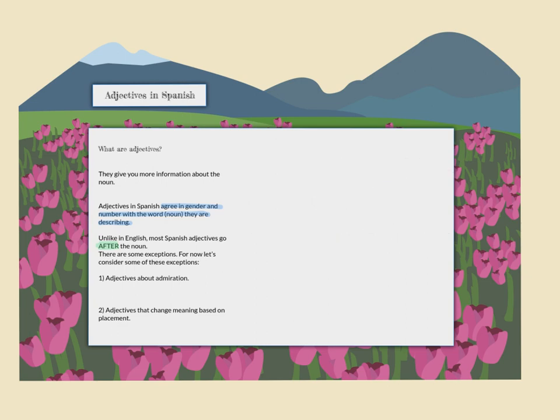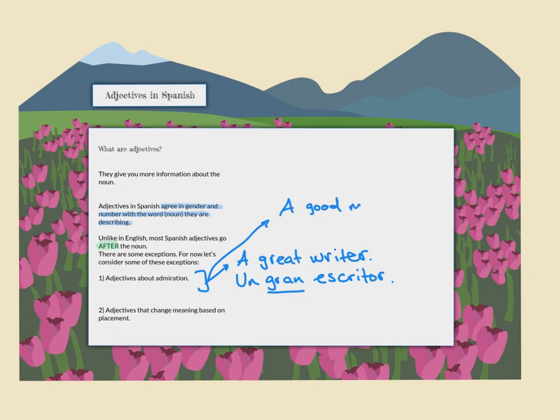There are some exceptions where you will find an adjective in Spanish going before the noun. Right now we're going to be talking about just two. One is adjectives about admiration. That would be the example of "a great writer," which in Spanish would be un gran escritor. In that case, the adjective goes right before the noun. Or, for example, you can also say something like "a good man," un buen hombre.